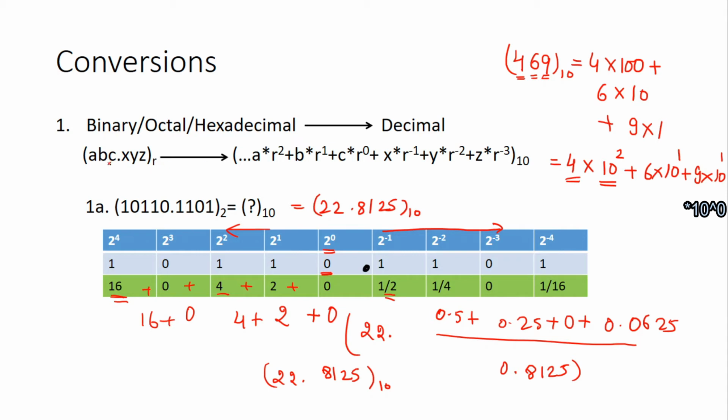So r to the power 0, r to the power 1, r to the power 2. So we have a into r square plus b into r plus c into r to the power 0 plus x into r to the power minus 1 plus y into r to the power minus 2 plus z into r to the power minus 3, and then we add all that we get after solving it, and then we have our representation in that number system.